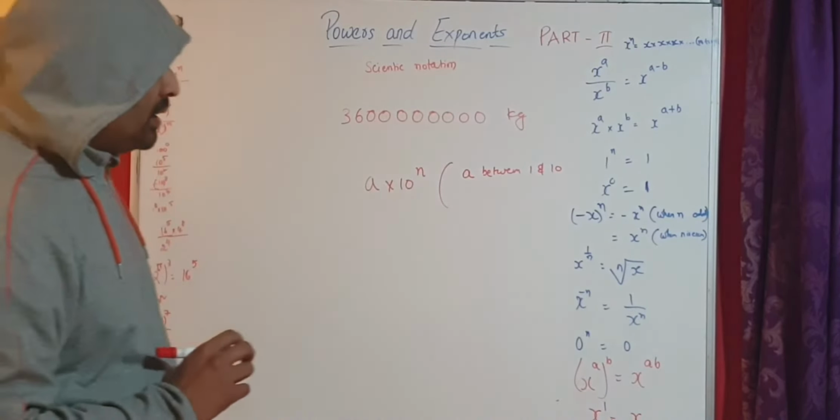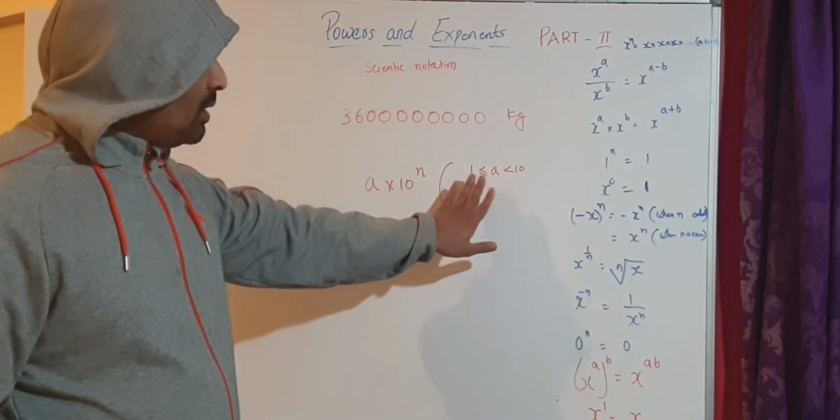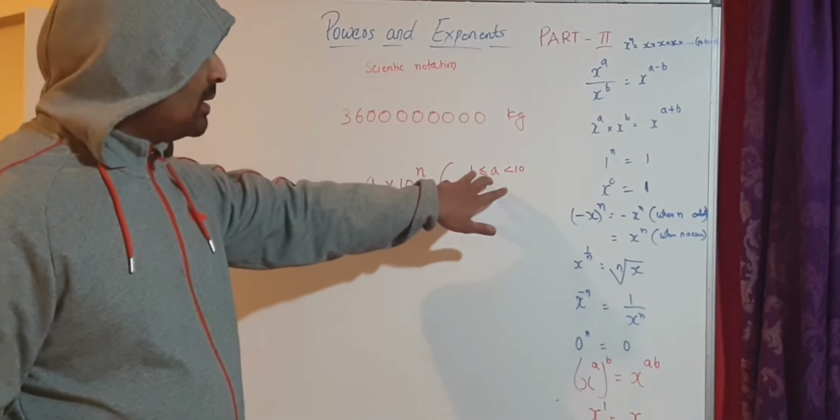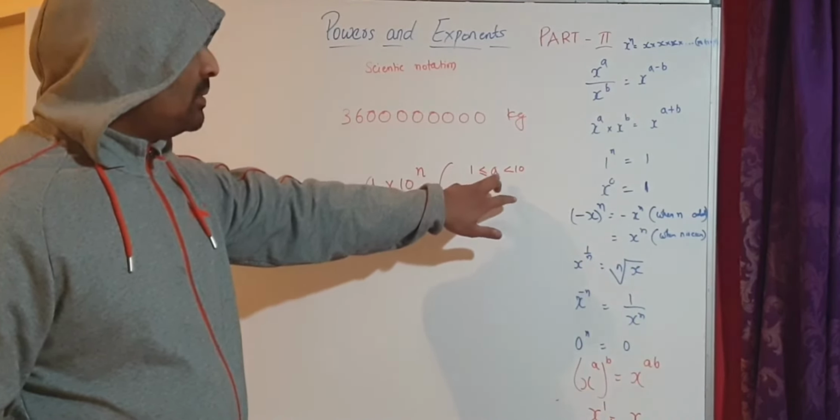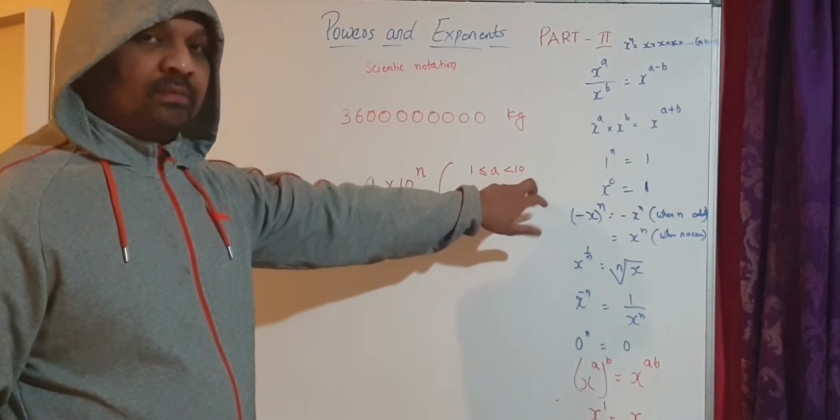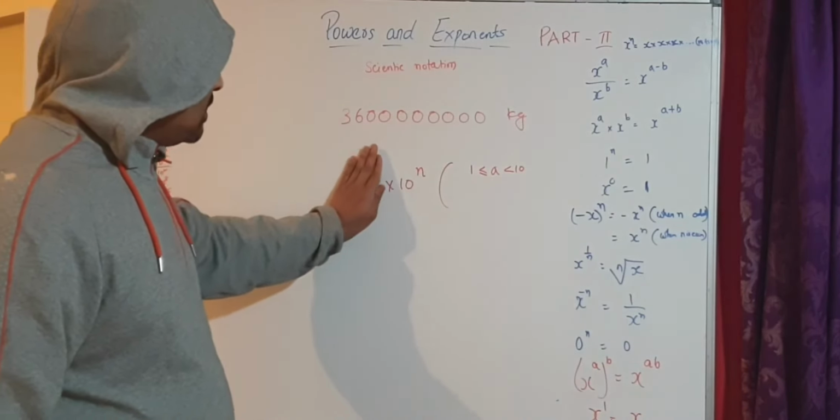To be precise, a should be less than 10. It should not be 10, but it should be less than 10, and it can be 1 or more. It can be 1, but between these two numbers it should be like 1 is less than or equal to a is less than 10. That's what a should be.